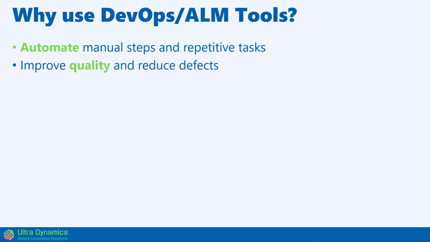Number 2 is quality. Manual tasks are prone to errors. Steps can be missed or incorrectly executed. This can lead to defects and inconsistencies across environments. DevOps tools will help you to minimize these issues. Number 3 is productivity. By eliminating manual steps and reducing defects, your team becomes more efficient.